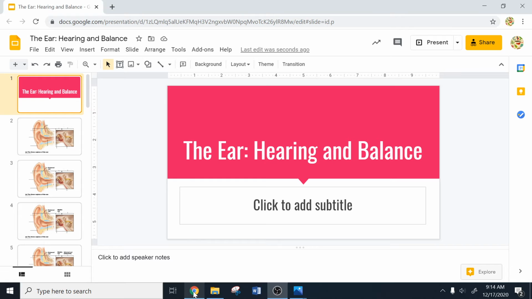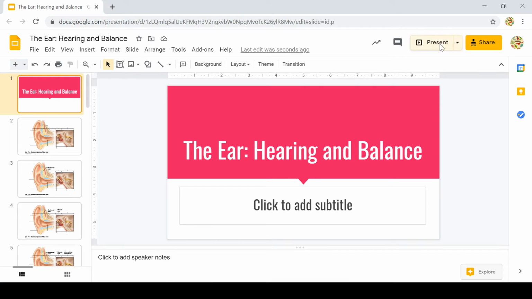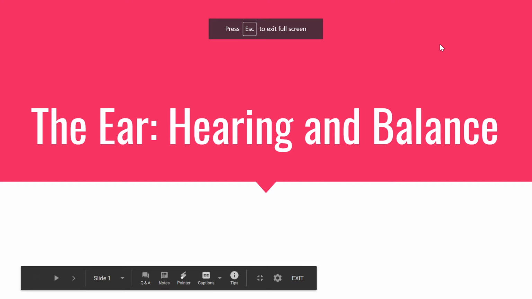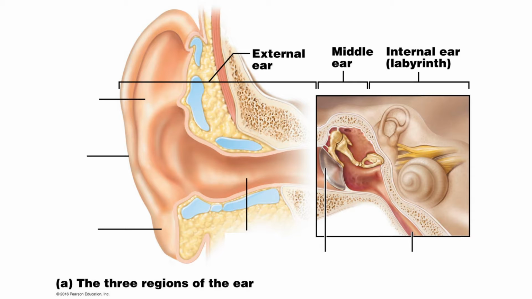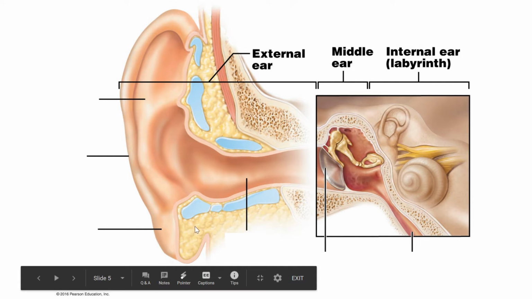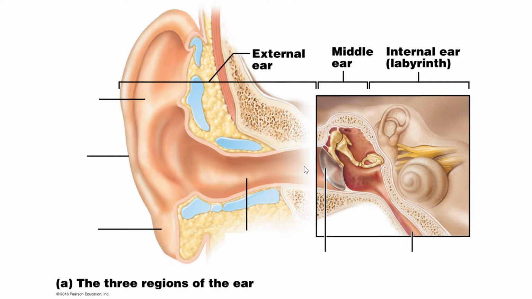Hello, everybody. Today we're going to talk about the ear, which is responsible for two of our special senses, hearing and balance. So let's start by dividing the ear into three main regions: the external ear, the middle ear, and the internal ear. The external ear includes what normal people would call the ear, but then also going down the ear canal all the way until the eardrum.